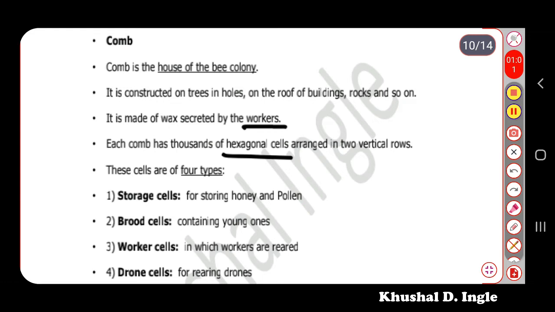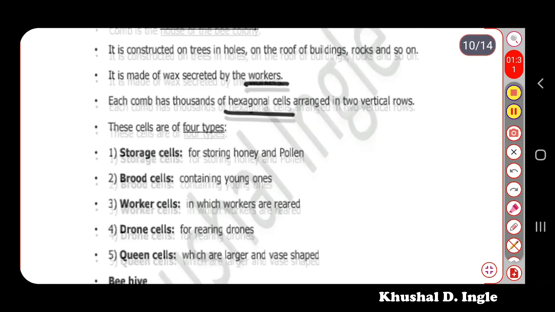From the two sides, this comb contains thousands of hexagonal cells, and these cells are used for the storage of honey, as well as for the queen to lay eggs inside. In this comb there are actually 5 types of cells present. Though it is given here that there are 4 types, actually we will observe that there are 5 types of cells. So one by one we will learn about these cells.